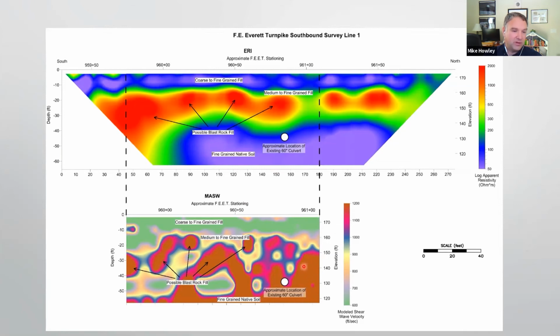That's supported by the MASW results that show pockets of high shear wave velocity material present at about the same depth and location. The difference between the resistivity and MASW is that the native soils present below the existing culvert are a low resistivity anomaly. It's a fine-grained sand and silt, water saturated, whereas that is a high shear wave velocity anomaly.